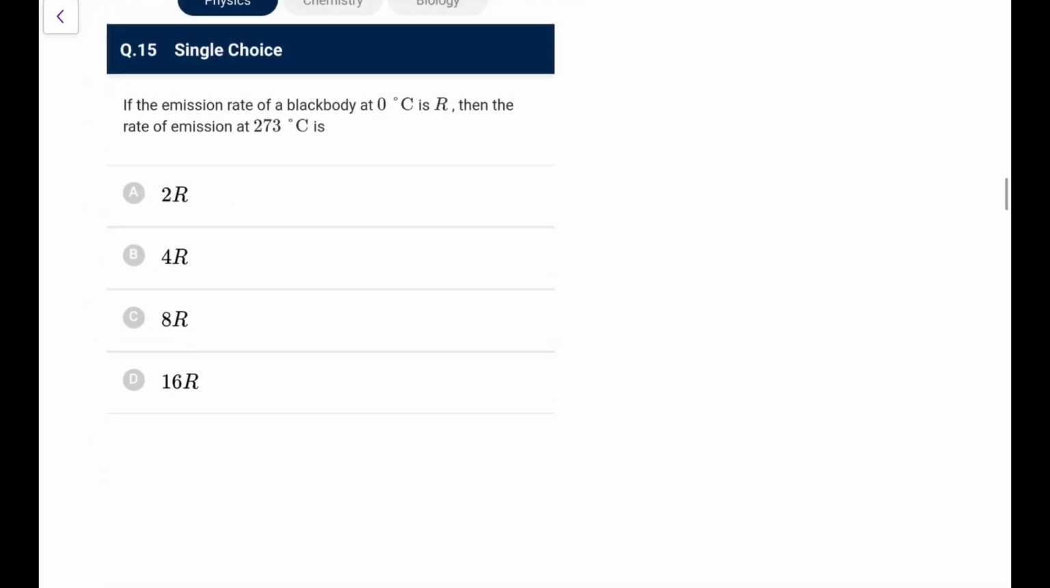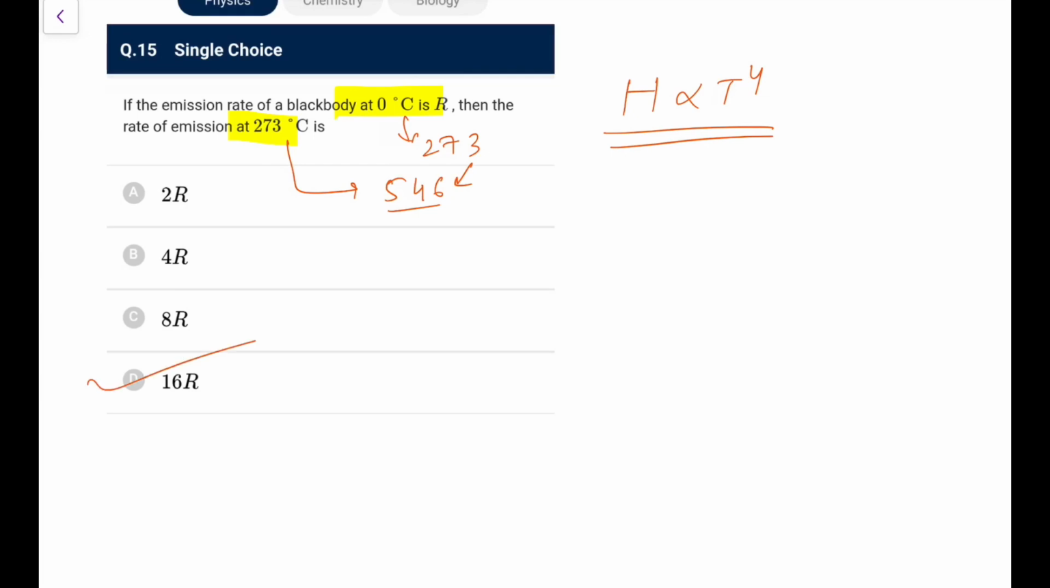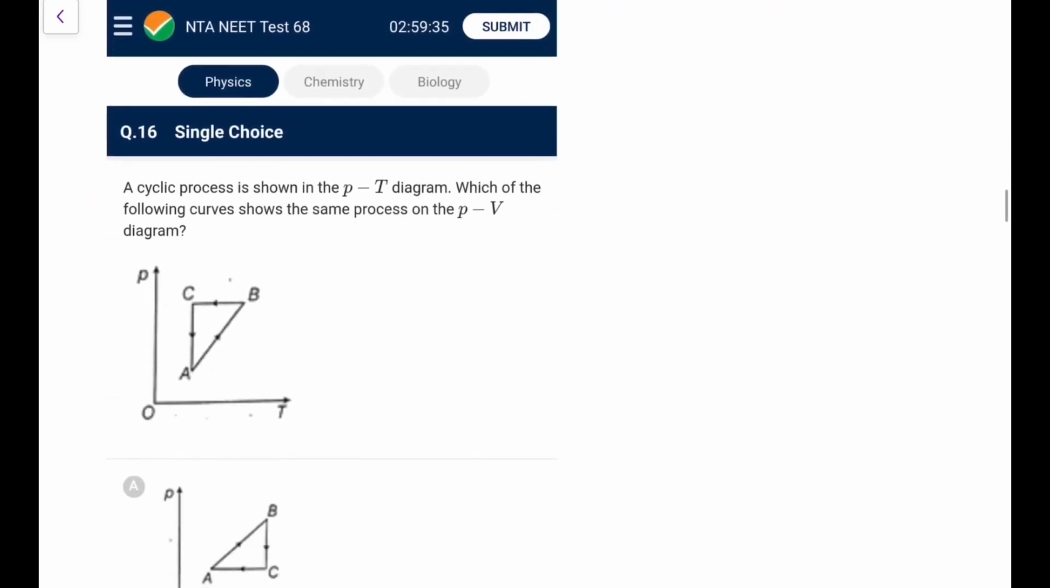You should remember this: one is intrinsic, one is extrinsic. If the emission rate of a black body at 0 degrees Celsius, that is 273 Kelvin, is R, then at double that, 546 Kelvin, the temperature is doubled. You know that H is proportional to T to the power 4. So 2 to the power 4 is 16 times, and the rate would be 16 times R. This is an easy application of Stefan-Boltzmann law.